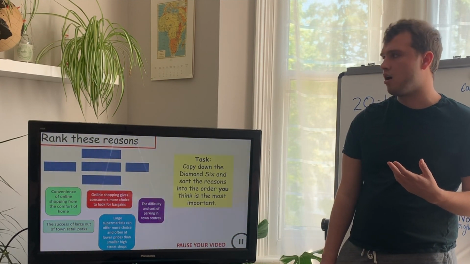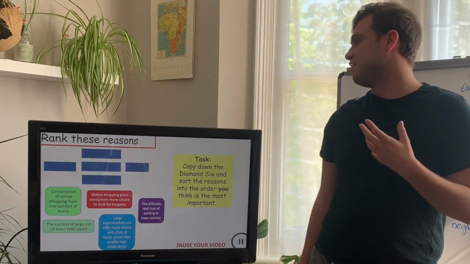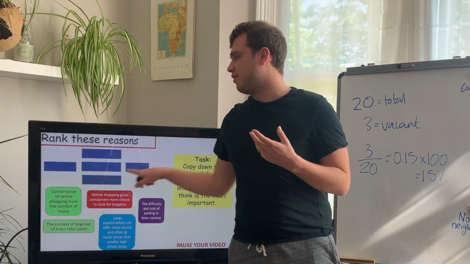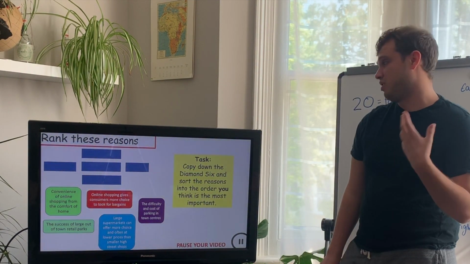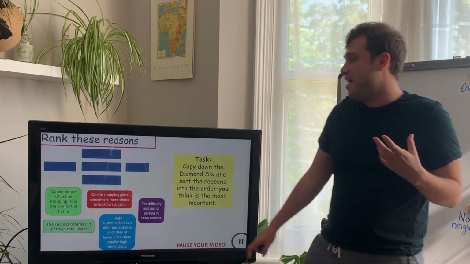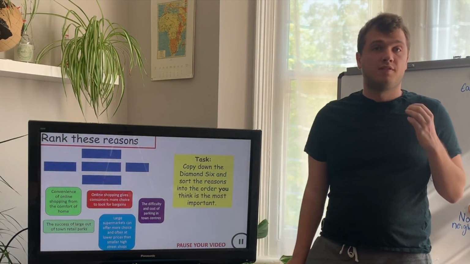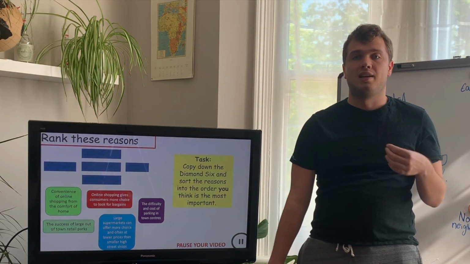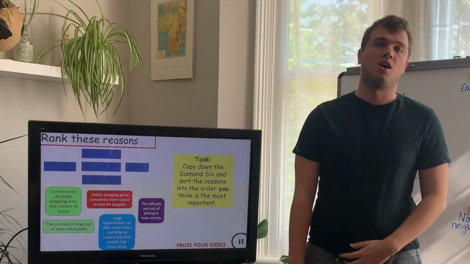Five reasons. I can't count. There are five reasons here for you. And what I'd like to do is make a copy of this diamond. I say six, but there's five. A diamond five, and I want you to rank them in terms of the reason you think is the most likely, the most significant reason why high streets are closing down.